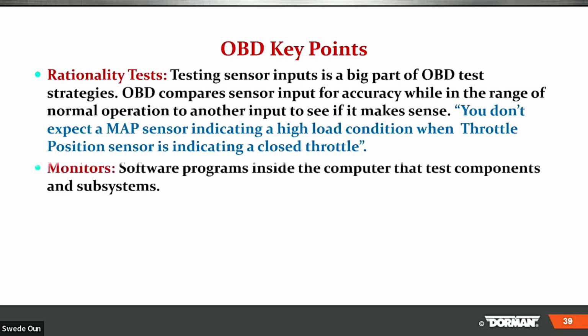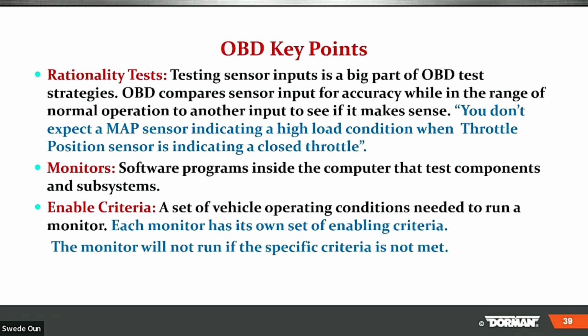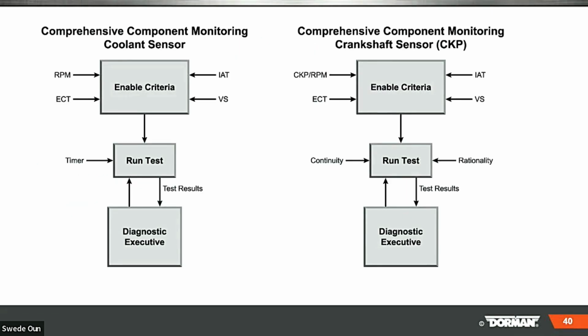Monitors are software programs inside the computer that test component subsystems. Enable criteria are a set of vehicle operating conditions needed to run them, and that's where we're back to the same thing. Wow, I keep driving it, but I can't run this monitor at all. Well, you didn't meet the enable criteria. Each monitor has its own set of enabling criteria. A monitor will not run if the specific criteria are not met. And this is just an example. You've got it in your handouts, go through it.